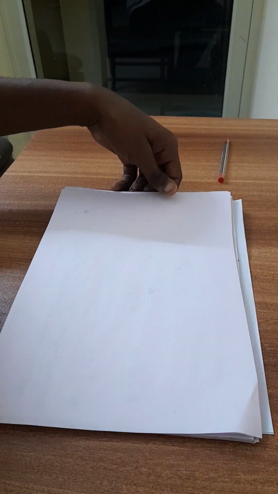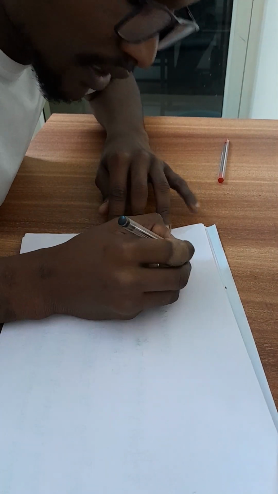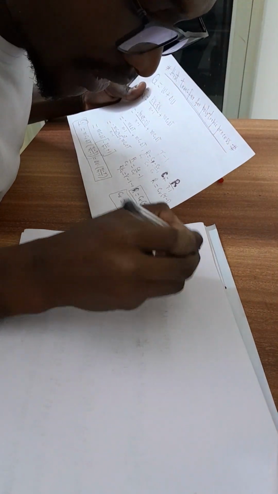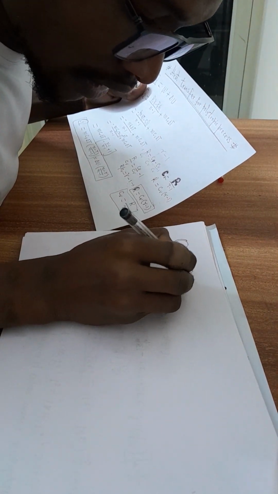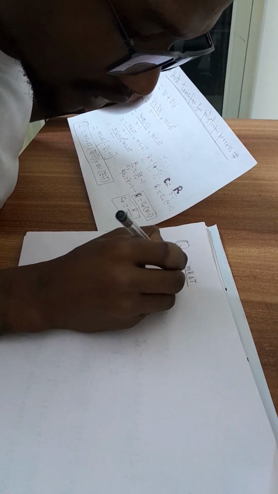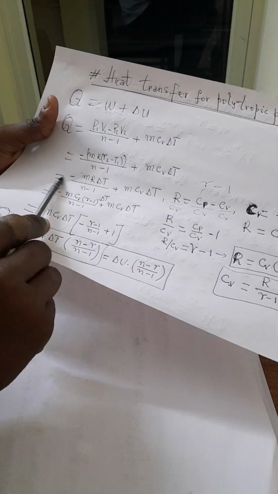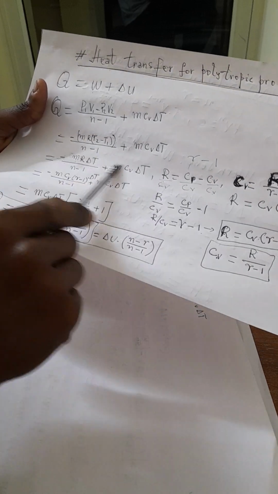Now we are going to find what is heat transfer with respect to work done. You remember this? We will start from here. This is minus mR delta T upon n minus 1 plus m Cv delta T. From here, let's substitute this one.